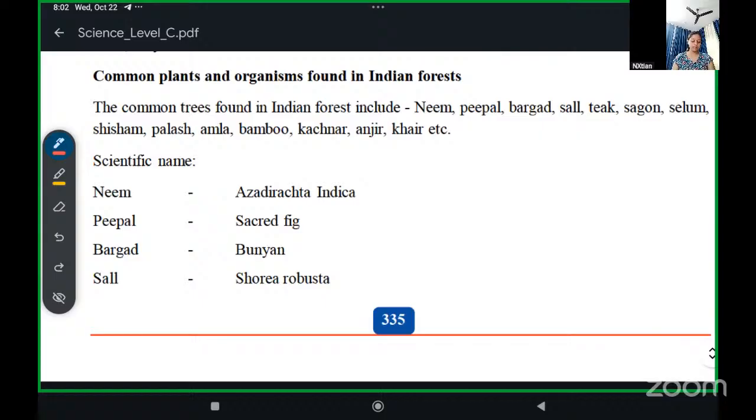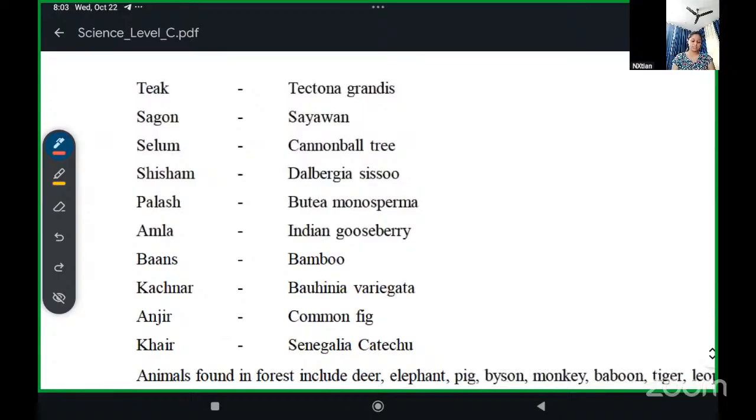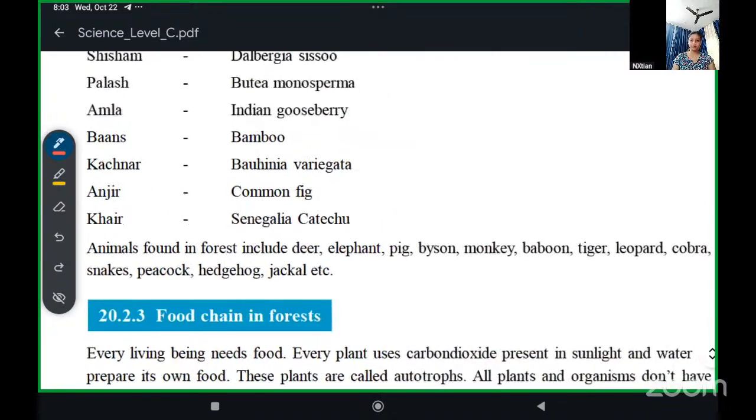Scientific names: neem, Azadirachta indica; peepal, sacred fig; bargad, banyan; sal, Shorea robusta; teak, Tectona grandis; sagon, salem, cannonball tree; shisham, Dalbergia sissoo; palash, Butea monosperma; amla, Indian gooseberry; bamboo; kachnar, Bauhinia variegata; anjeer, common fig; and kher, Senegalia catechu. So these are the scientific names of the trees.